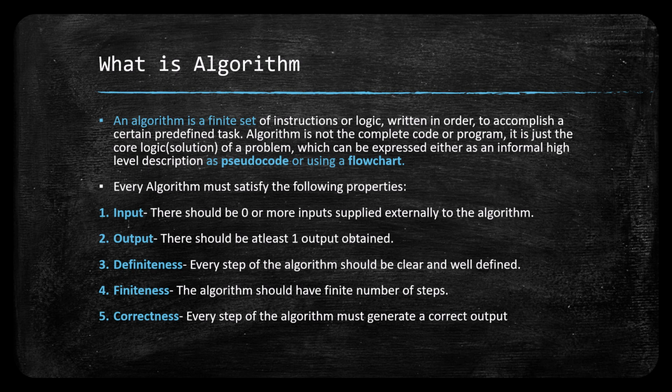It should have an input. Obviously if you have an input, you definitely have an output. Definiteness, finiteness, correctness: it is a common thing for theory purposes, but as you know, try to write your algorithm as simple as possible. That's all. So it is just a theory base. I can show you with an example.